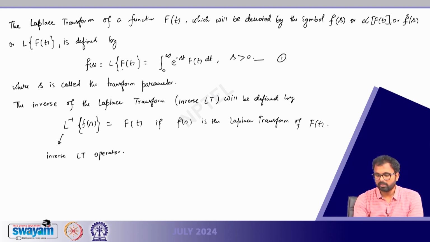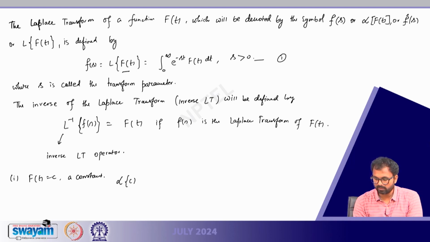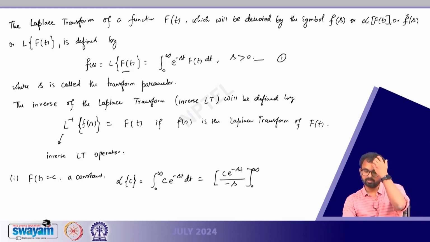So this f(t) can be any arbitrary function. Let us calculate the Laplace transform of some classical functions that we already know. Suppose our f(t) is a constant function c. Then L of c is the integral from 0 to infinity of c times e to the power minus st dt. This becomes c e to the power minus st by minus s, from 0 to infinity. Ideally you have to take the limit b tends to infinity, 0 to b, because this is an improper integral.